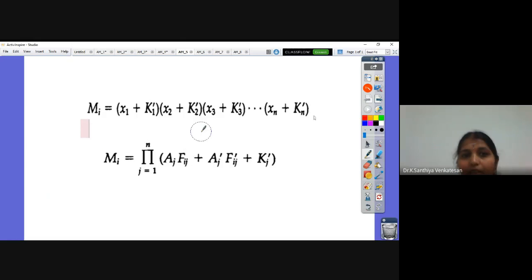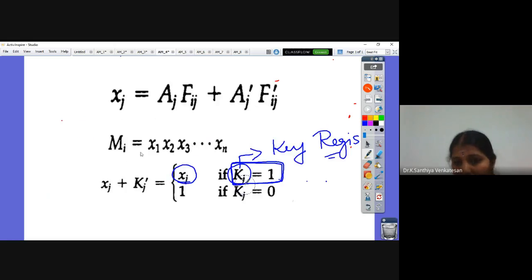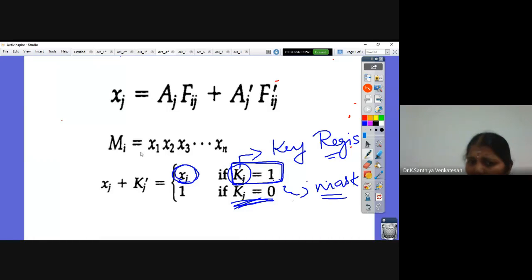Here I have written the same thing. So only if the key register is 1, your xj will be written. And if the key register is 0, I'm actually masking, and I'll simply return 1, because the key register is 0. That is why here I have used the complement. So the 1 becomes 0 here, and obviously that is masked.